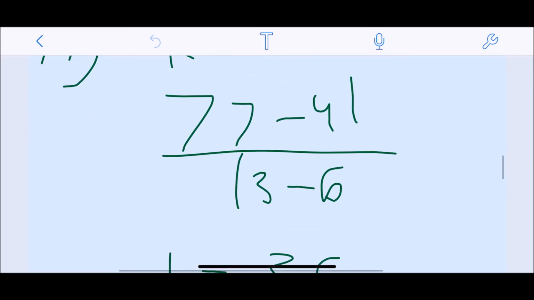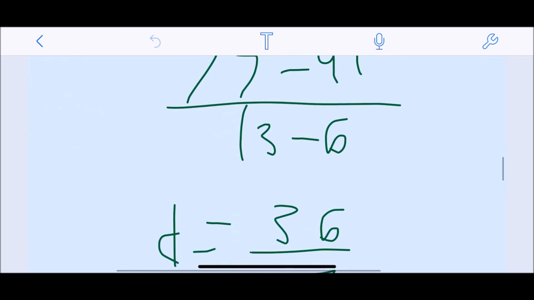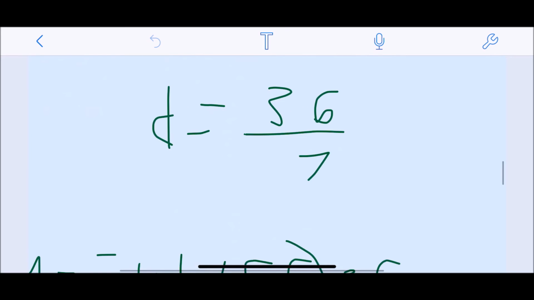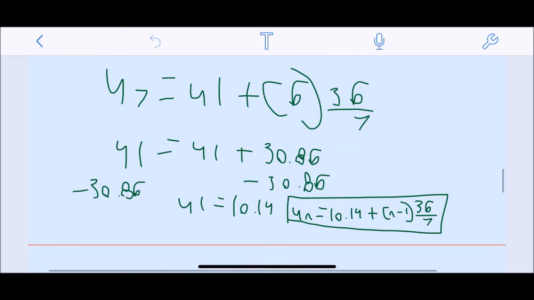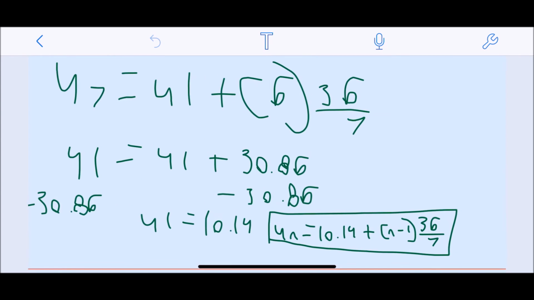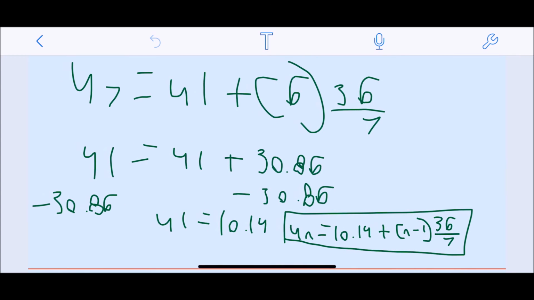Because this is an equation where when you put in a certain value for n, a resulting value comes out for u sub n, we can do coordinates. So we have (7, 41) and (13, 77). To find the slope of that, or the common difference, we can use the slope formula, which is y2 minus y1 divided by x2 minus x1. So when we plug in the values, we get 77 minus 41 divided by 13 minus 7. So we get a common difference of 36 over 6.